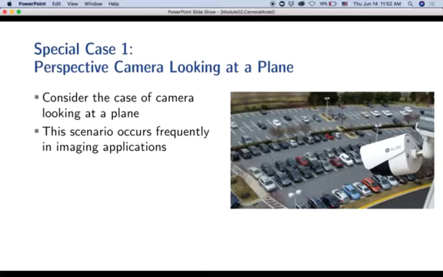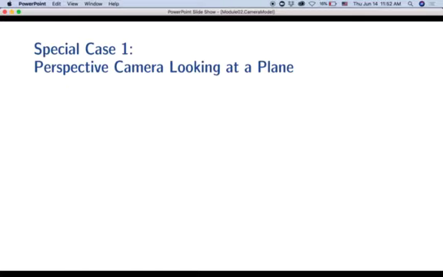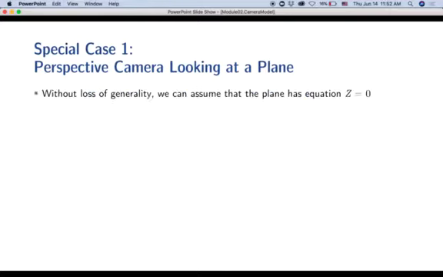So the special case is that the camera is looking at a plane, and this scenario occurs frequently in imaging applications. So it's a pinhole camera, a perspective camera watching a plane. Now what happens in this case? There will be a simplification that I can do on the camera model, and it's a very interesting simplification. Without loss of generality, I can assume that the plane has the equation z equal to 0. That is, it is really the xy plane.